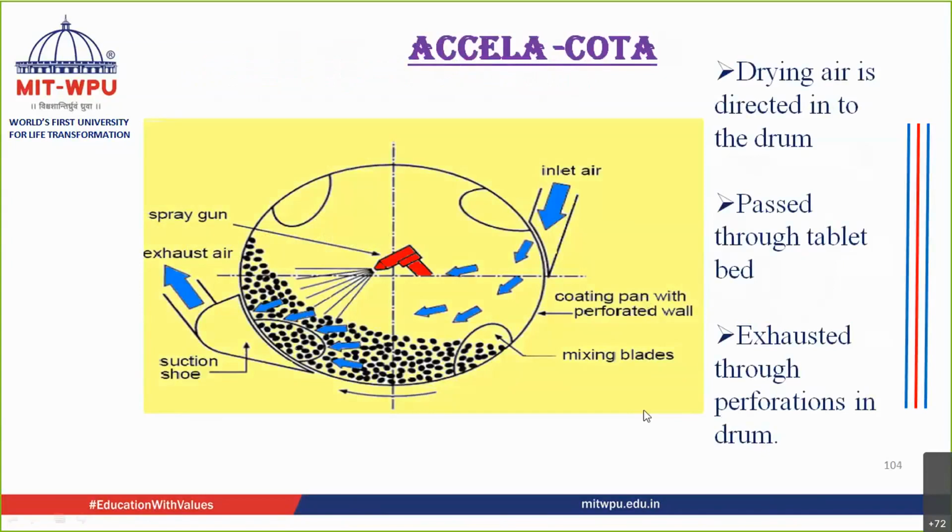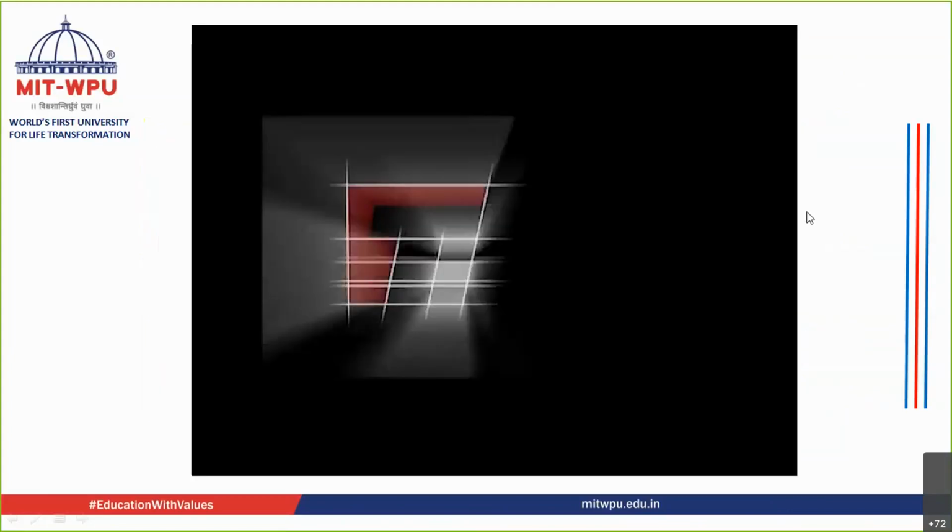In the Accela Cota system, the drying air is directed inside the drum from outside. So from here the drying air is coming inside, as you see by the arrows over here. You have a spray gun which is spraying coating material onto the tablet bed. The air goes into the tablet bed, and from the perforations the exhaust is getting removed. All this helps in improving the drying system. Let us see the video of this.